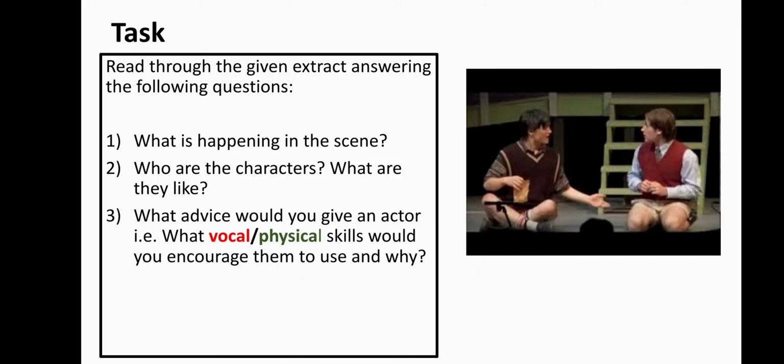Task. Read through the given extract answering the following questions. Number 1. What is happening in the scene? Number 2. Who are the characters? What are they like? Number 3. What advice would you give an actor? Meaning, what vocal, physical skills would you encourage them to use and why?